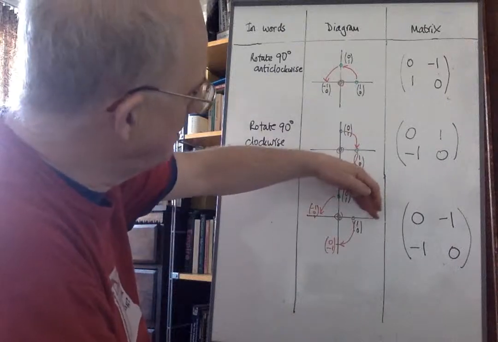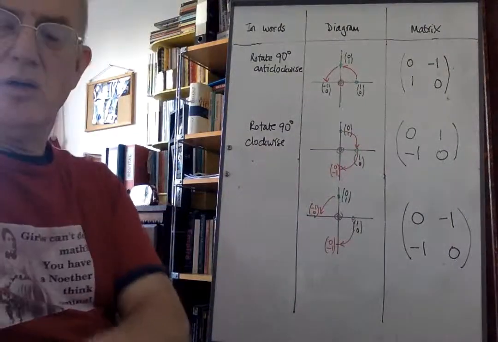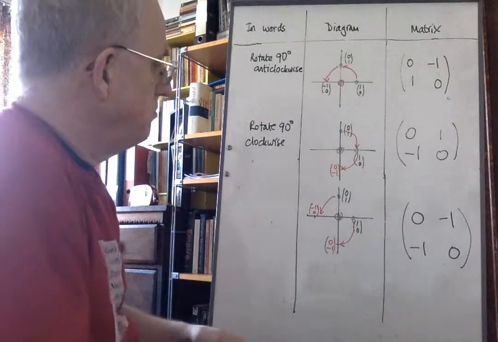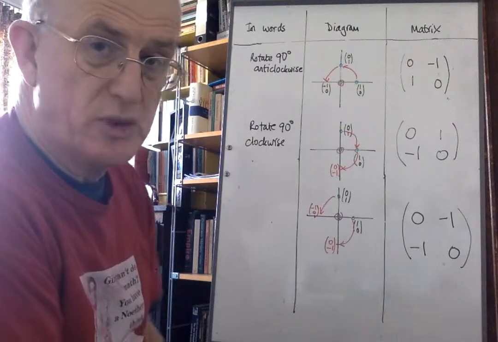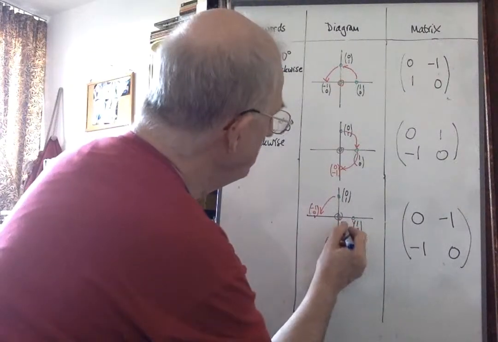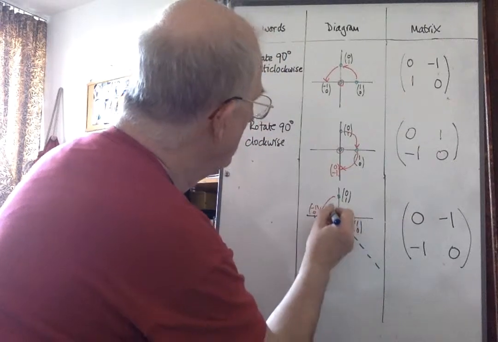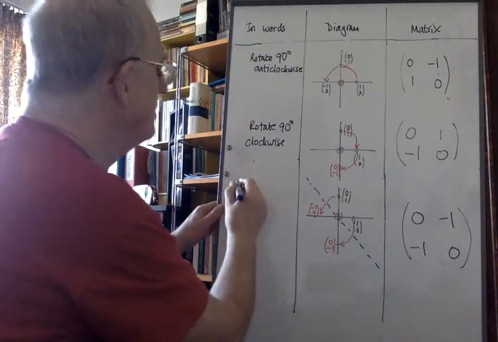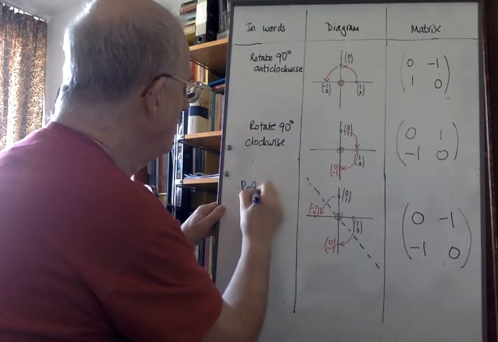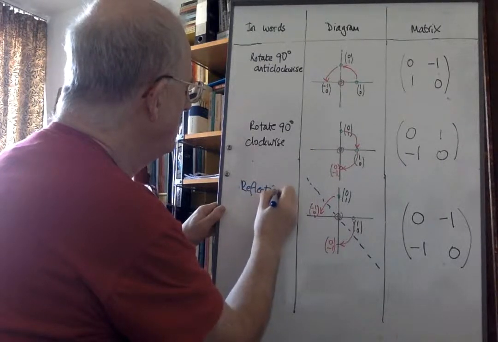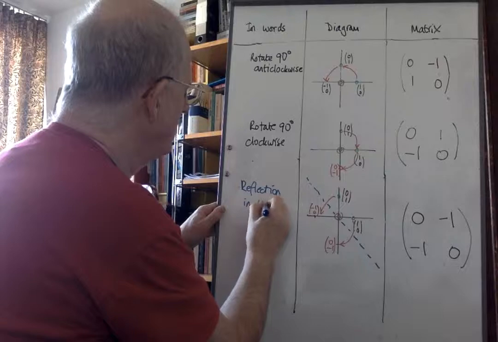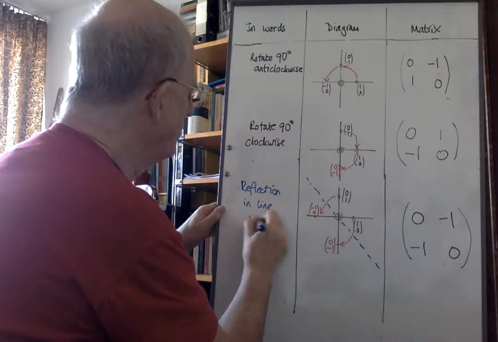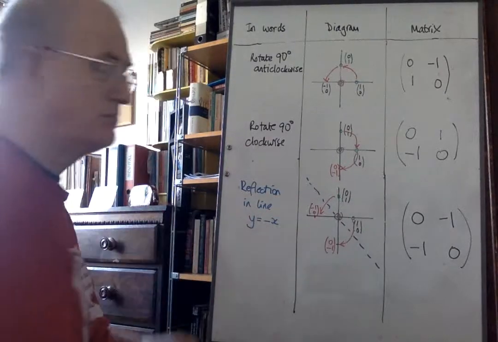Right, so we see they flip across that way. What sort of transformation can make that happen? Well, it's a reflection in that line there, in the line y equals minus x.